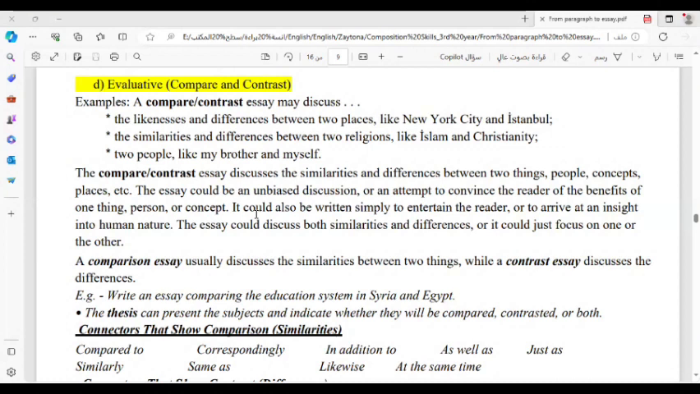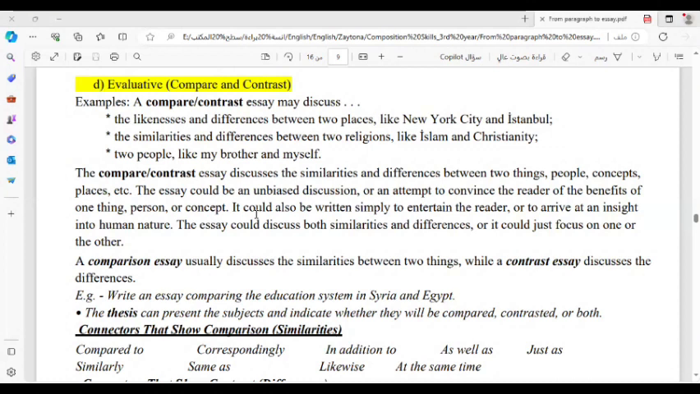So it is like the cause and effect. We can combine compare and contrast in only one essay. We can, for example, discuss the similarities and differences in only one essay, and we might focus only on one of them. We can have a compare and contrast essay, which talks about similarities and differences, and we might have only a compare essay or a contrast essay, which talks about only similarities or only differences.